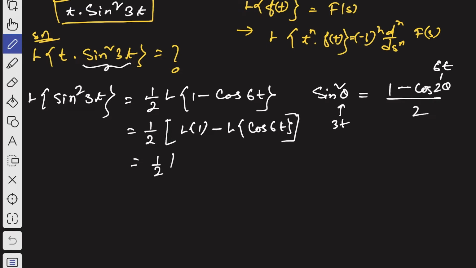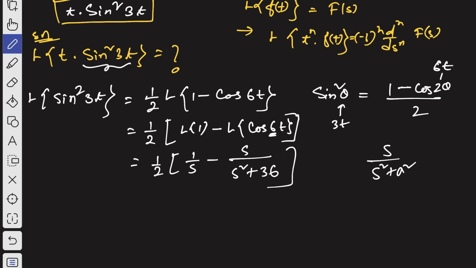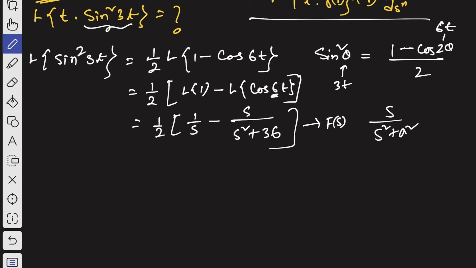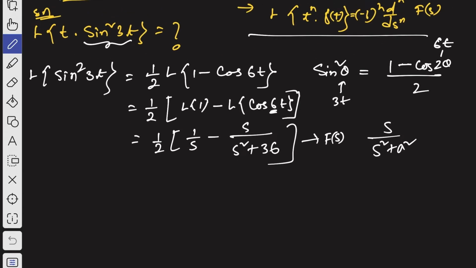And the Laplace transformation of 1 is nothing but 1 by s, and the Laplace transformation of cos at is s by s square plus a square, but here a is nothing but 6. So we will get s by s square plus 36, right? 6 square is 36. That's what we will get. So for us, this is our capital F of s. Okay, so now we're going to apply this theorem.